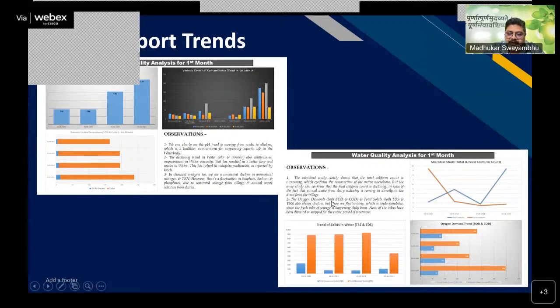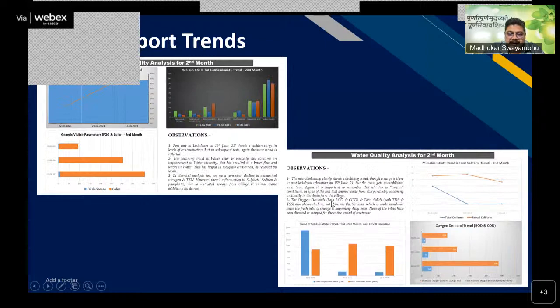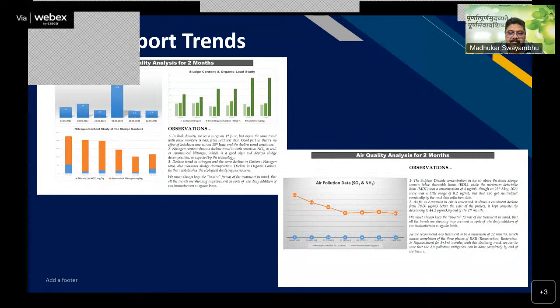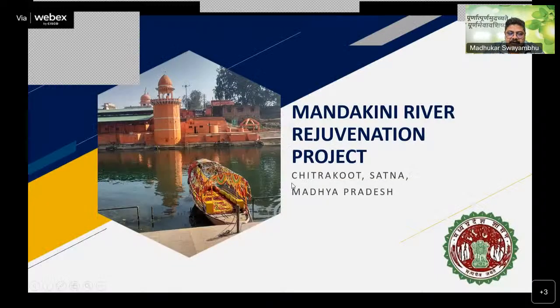And astonishingly, they were able to see a positive difference in all the three parameters over 2 months. You see, the air pollution has also gone down. The water condition has also improved. And the sludge quality has also improved. Now, we have seen a lake and a drain. Now, we are moving on to a case study of a river.